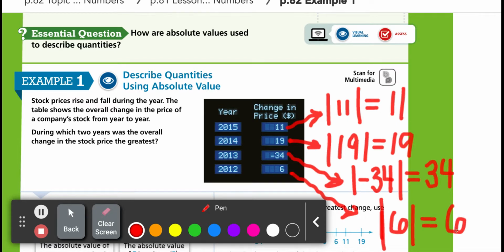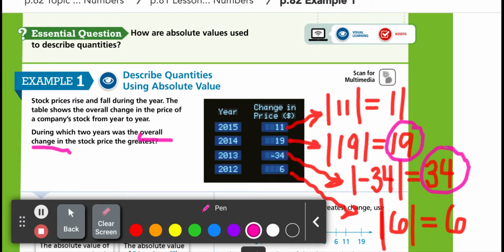So now let's go back and look at the question. During which 2 years was the overall, so whether it be a positive or a negative change, it doesn't matter, was the overall change in the stock price the greatest? Well, let's look at our answers here. We're comparing 11, 19, 34, and 6. Which two numbers were the greatest? 19 and 34 were the greatest change.